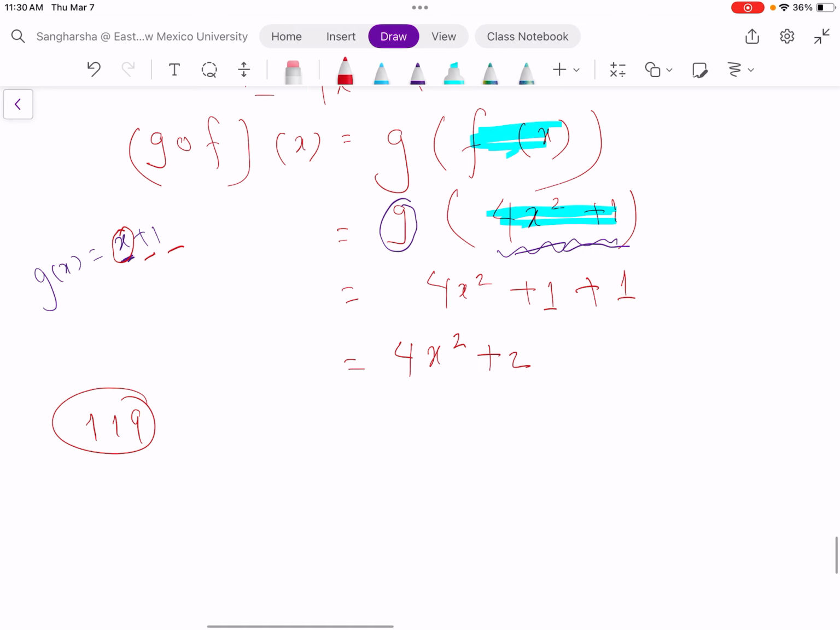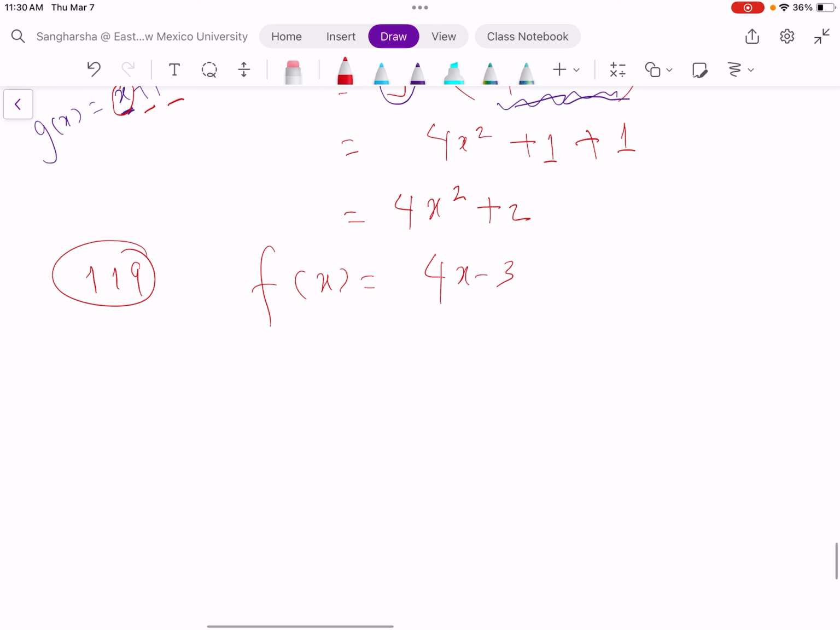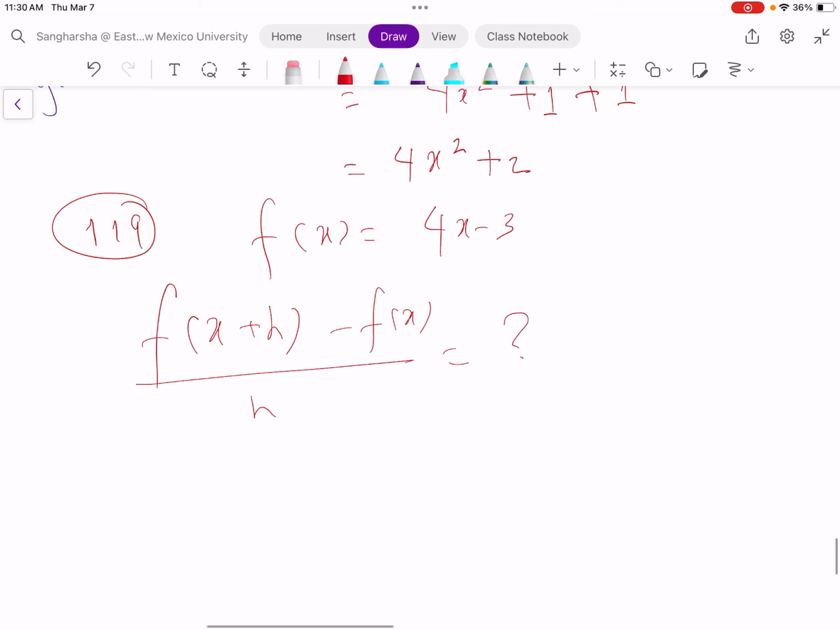Okay, so we have a function f of x equals 4x minus 3. And we are asked to find the difference quotient. It means we are asked to find f of x plus h minus f of x divided by h. So we are asked to find this expression.